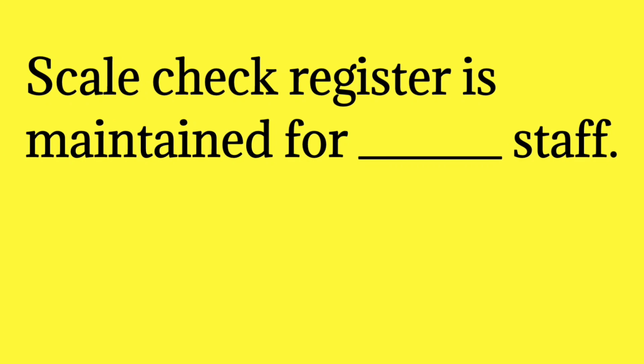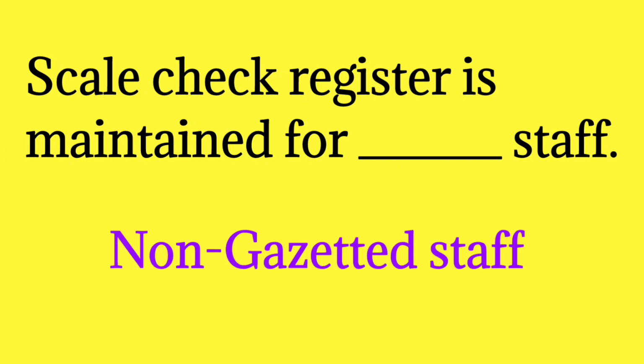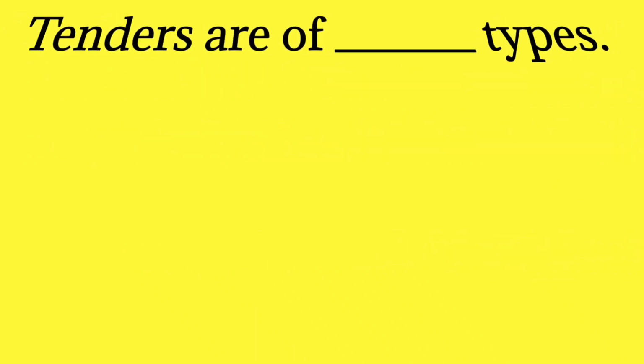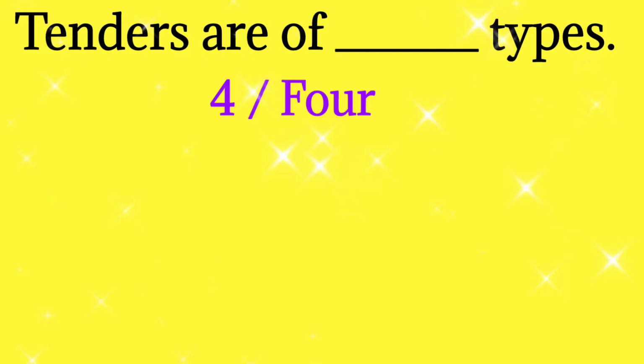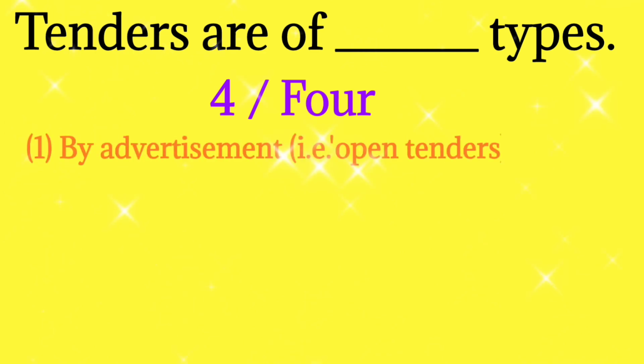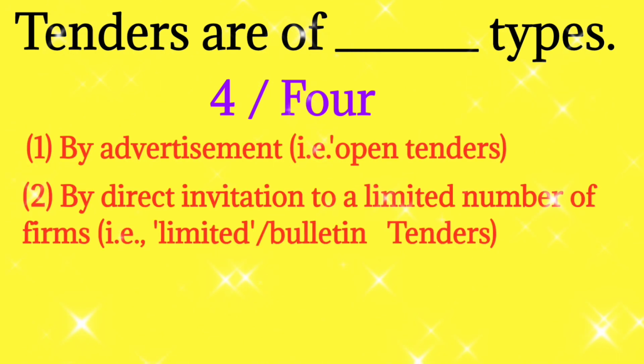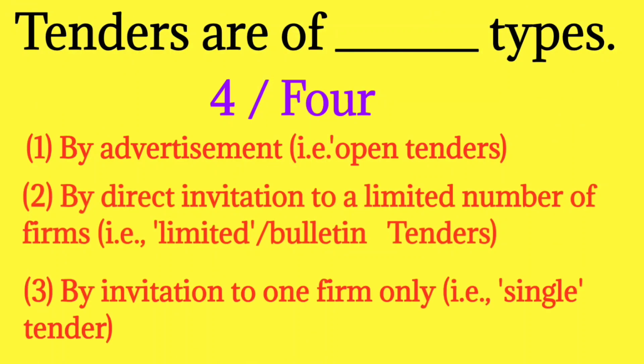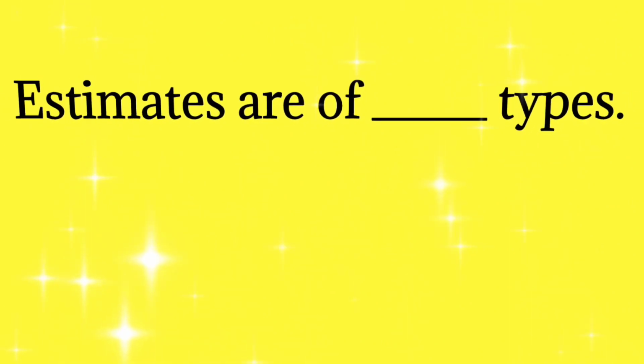A scale check register is maintained for dash staff. It is maintained for non-gazetted staff. Tenders are of dash types. It has 4 types. One by advertisement, that is open tender. Another is by direct invitation to a limited number of firms, that is limited or bulletin tenders. Third is by invitation to one firm only, that is single tender.